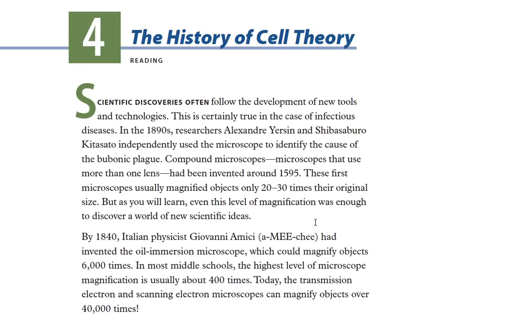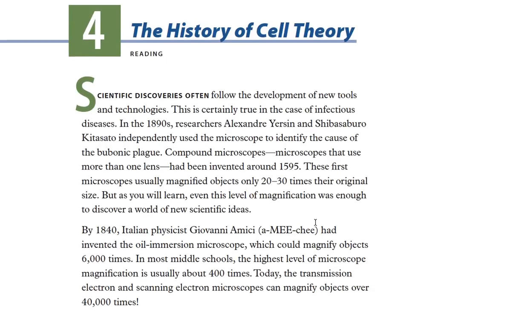Compound microscopes that use more than one lens had been invented around 1595. The first microscopes usually magnified objects only 20 to 30 times their original size. But as you will learn, even this level of magnification was enough to discover a world of new scientific ideas.